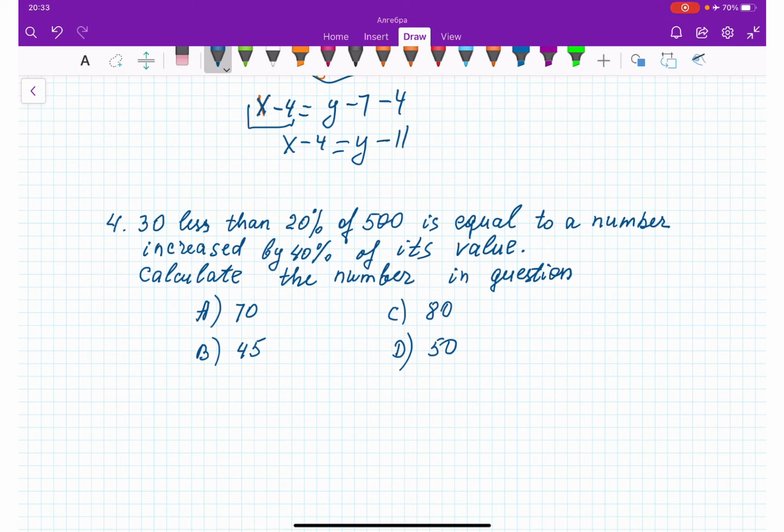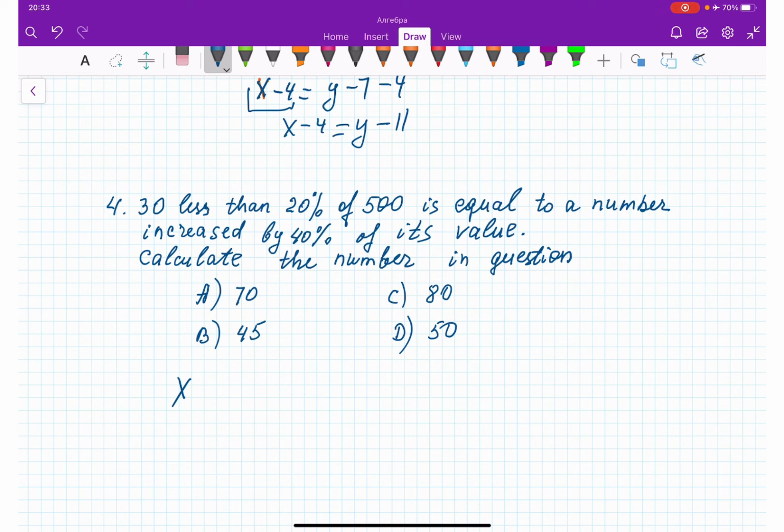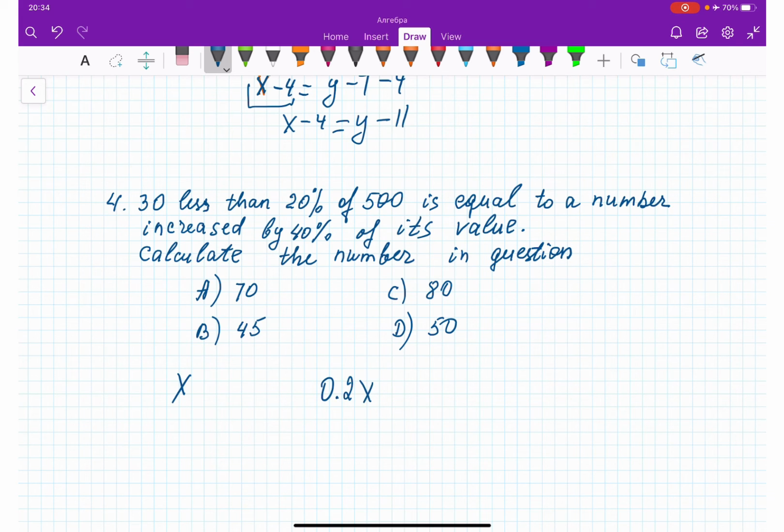Question number 4. 30 less than 20% of 500 is equal to a number increased by 40% of its value. Calculate the number in question. Okay, let's say the number we need to calculate is x. Then 20% of 500: we don't use the percentage form, it's 20 over 100, which is 0.2, so it's going to be 0.2 times 500.